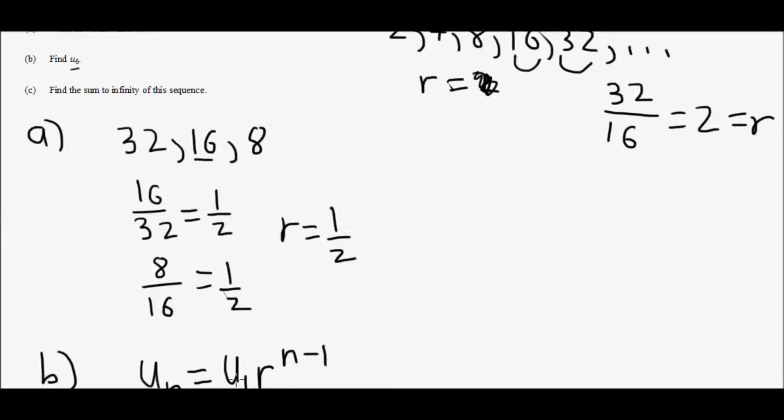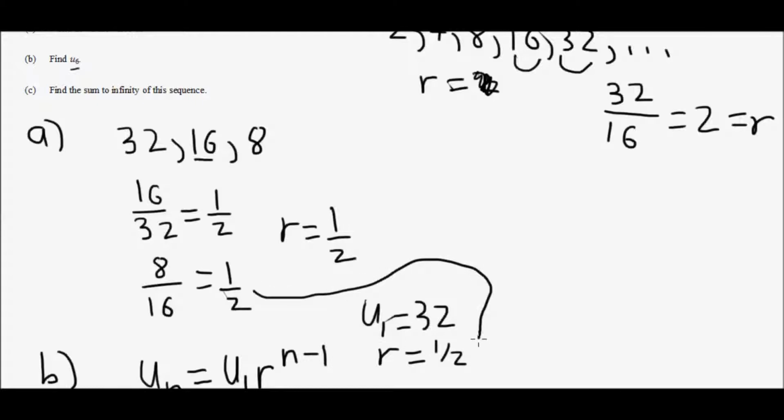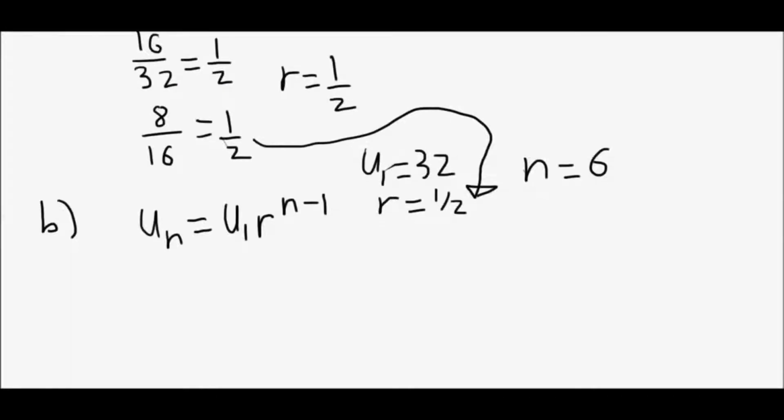So in this case, we know the first term, u of 1, is equal to 32. R is going to equal 1/2, and we know this because we calculated it in the previous question. So we bring that right there. N in this case is going to equal 6 because we're finding the sixth term in the sequence. So now that we have all the information here, we are going to substitute.